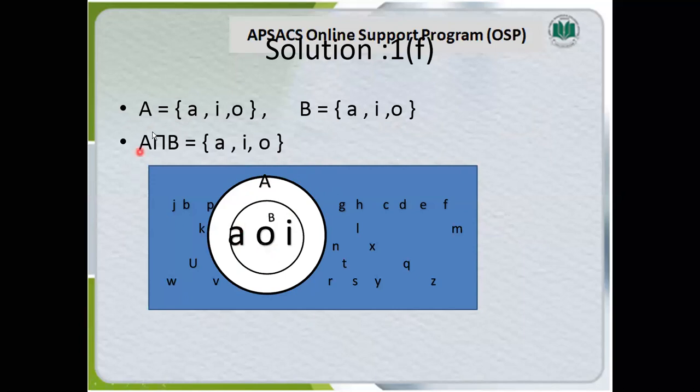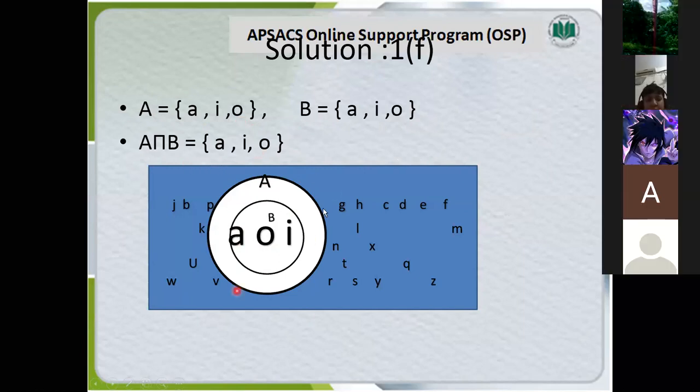Look here. In set A, vowels are there. In set B, again vowels are there. And A intersection B is again the same elements. So you have to draw in this way. Then all the elements, A, O, I, you have to write inside the circle, and all the remaining letters you have to write in the universal set. Clear or not clear? Clear.